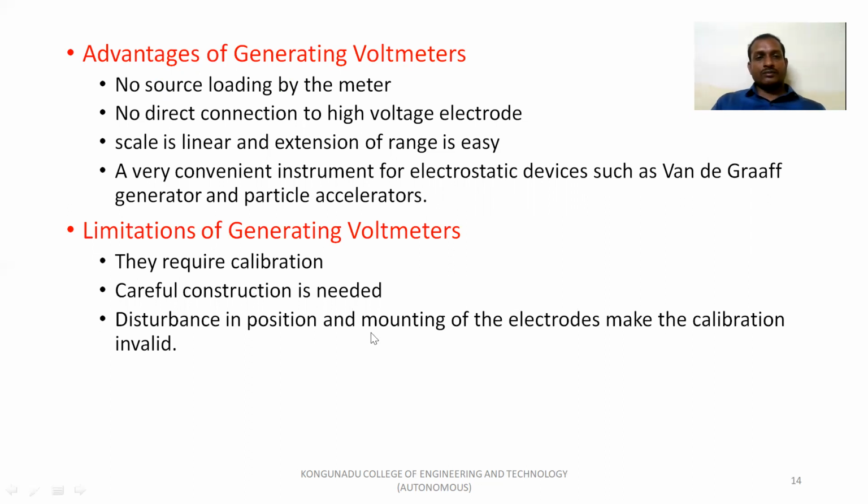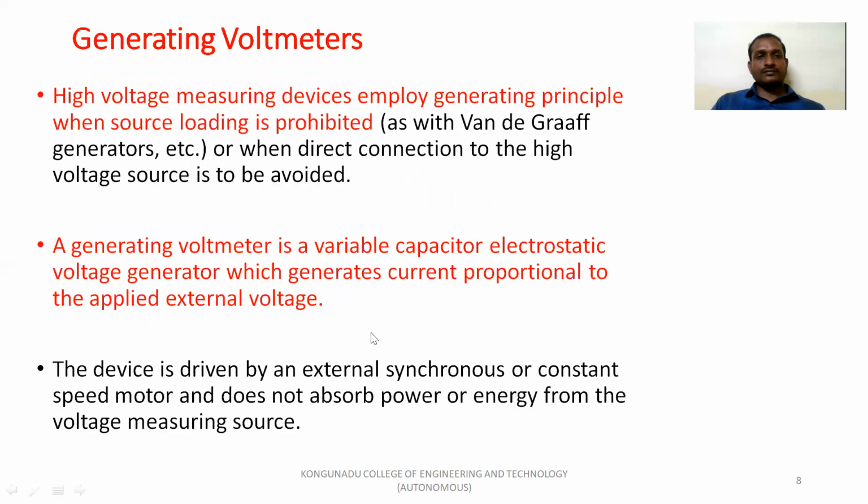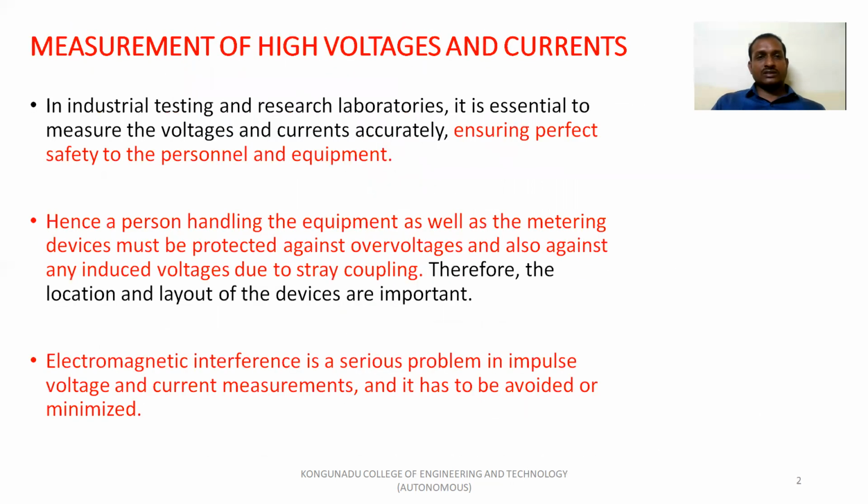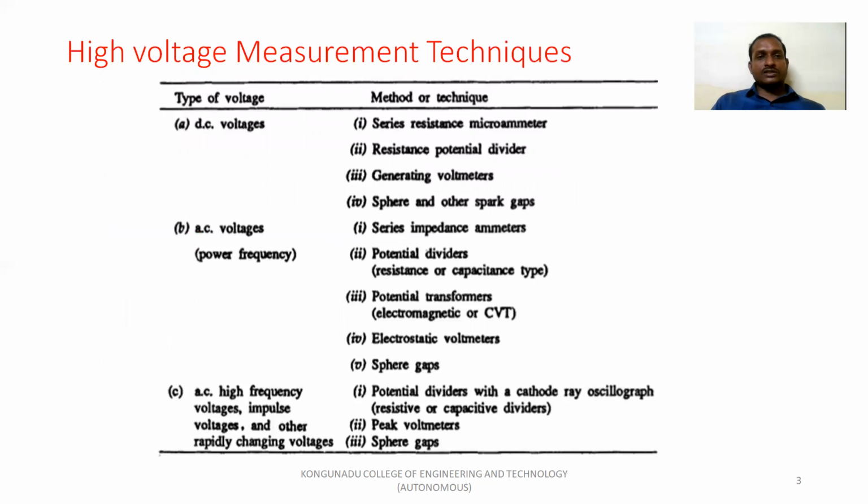Finally, I am going to conclude this session. In this session, we discussed the measurement of high voltage techniques. In that there are DC voltages, AC power frequency voltages, AC high frequency voltages, impulse voltages and other rapidly changing voltages. These are the different types of AC and DC voltages. Here we discussed DC voltage measurements with the help of series resistance micrometer, resistance potential divider, and generating voltmeter.